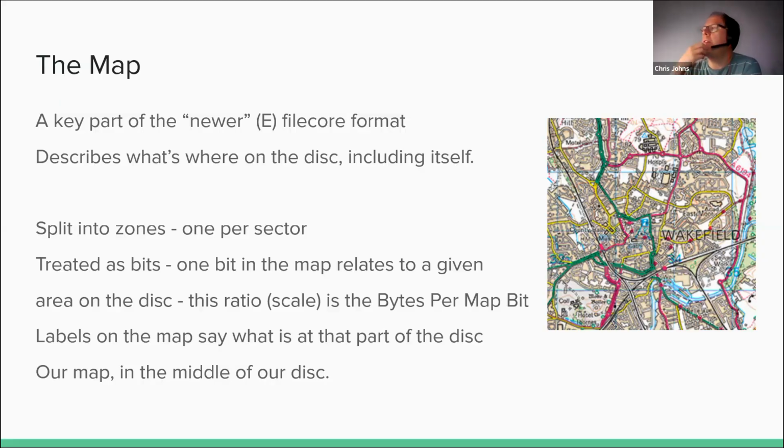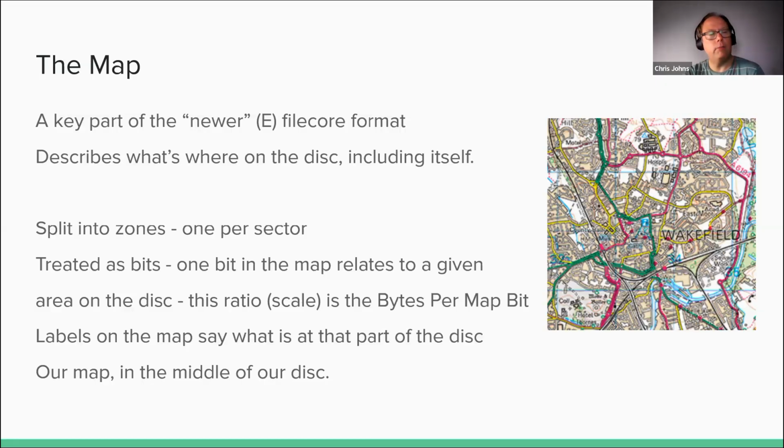The map itself is treated as bits, not bytes. So it's basically a big bit stream. And one bit in the map can relate to a given chunk of the disk. So I guess much like an actual map, an area of the map maps to an area in the real world, as it were. And that's the scale of the map, I guess. It's the bytes per map bit, which is very hard to say, oddly. And that actually is the LFAU value. So that's how much disk is per bit in the map.